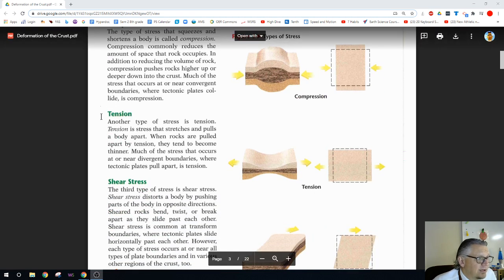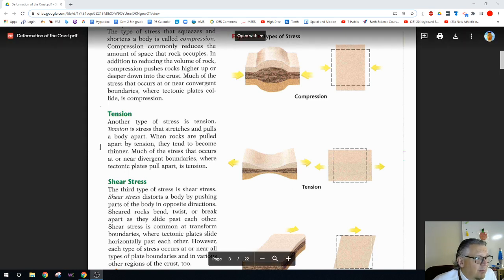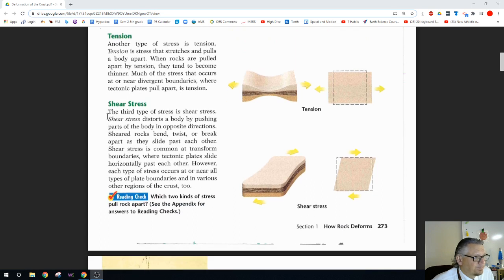Tension. Another type of stress is tension. Tension is a stress that stretches and pulls the body apart. When rocks are pulled apart by tension, they tend to become thinner. Much of the stress that occurs at or near divergent boundaries where tectonic plates pull apart is tension.